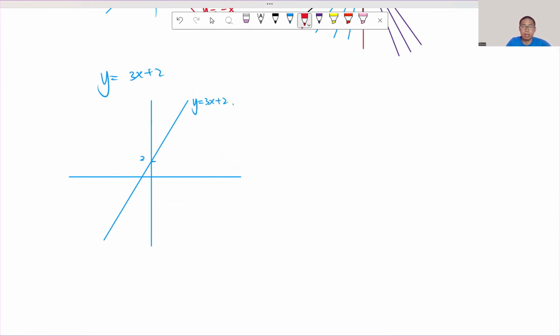And then if we want to sketch y = -2x + 5, if 2 is somewhere here, 5 should be somewhere around here. And then negative means decreasing. Because 3 looks like this, 2 has to be a bit lower, but in the negative direction. It should be something more like that.